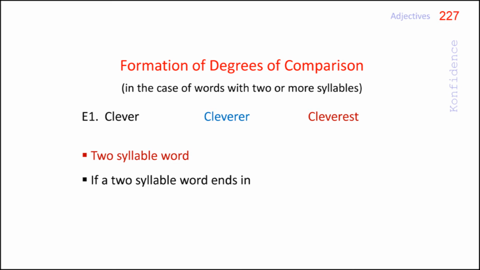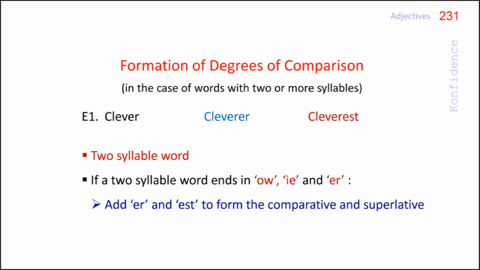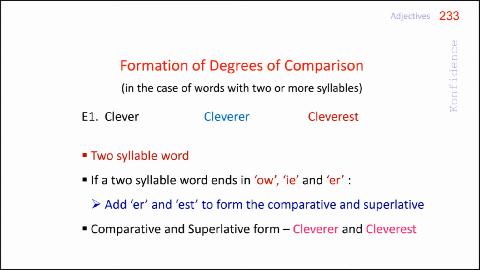If a two-syllable word ends in OW, IE, and ER, usually ER and EST are added to create comparative and superlative. Clever ends in ER. So the comparative and superlative forms of clever are cleverer and cleverest.